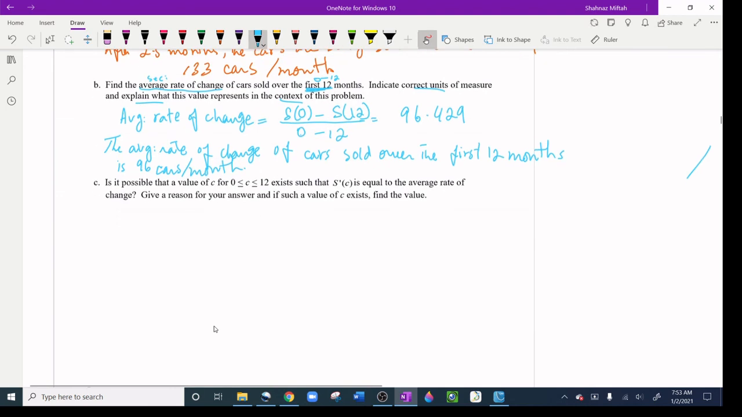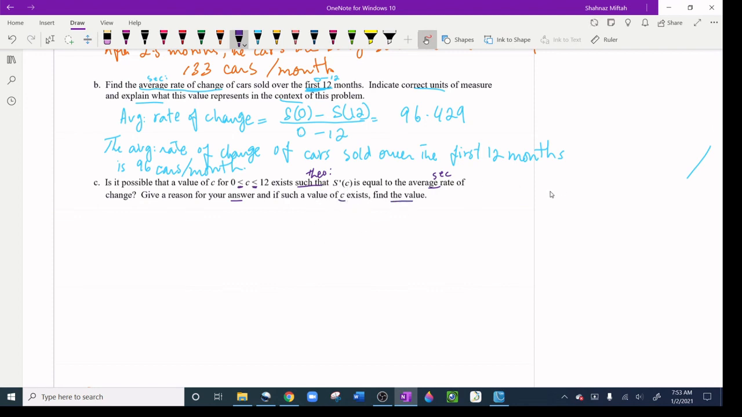Part C. Is it possible that a value of C in 0 and 12, guys, pay attention, such that it means that's a theorem, is equal to the average rate of change? Average rate of change is a secant. Give a reason for your answer, and if such a value of C exists, find the value. So what kind of theorem is this?